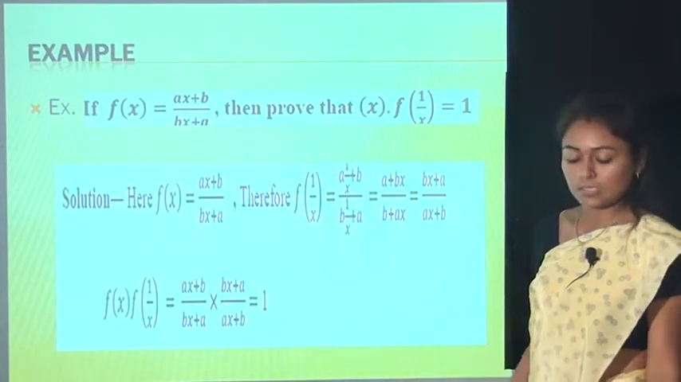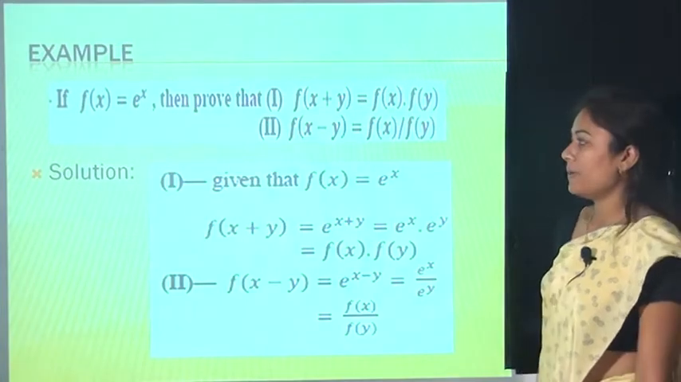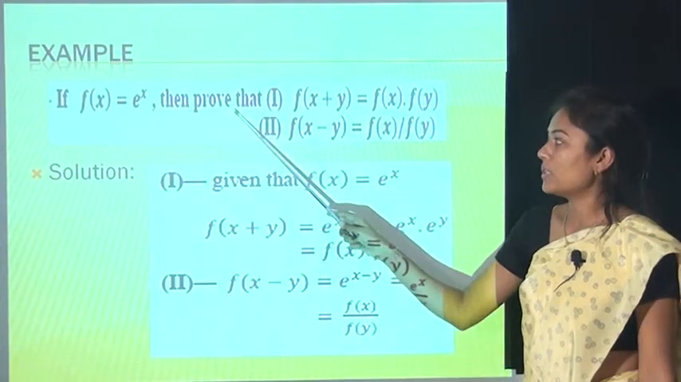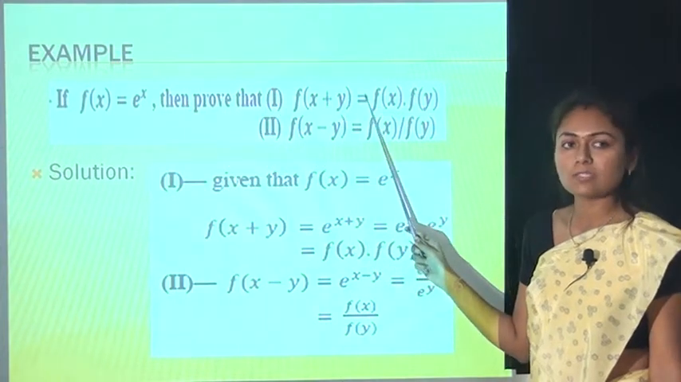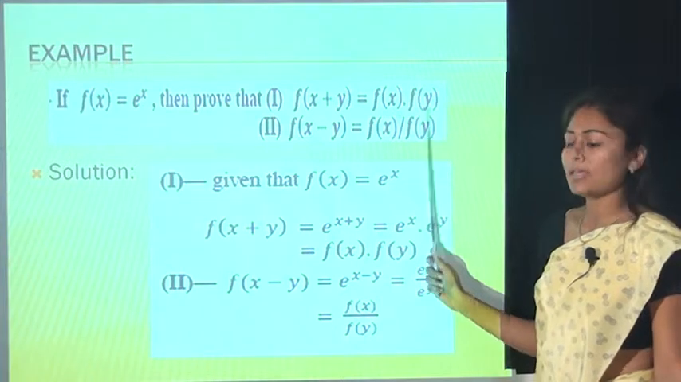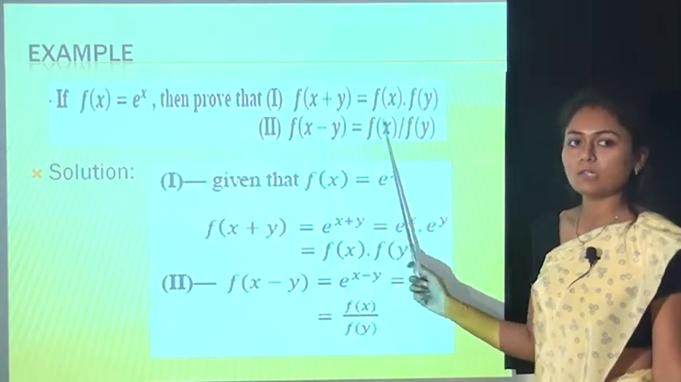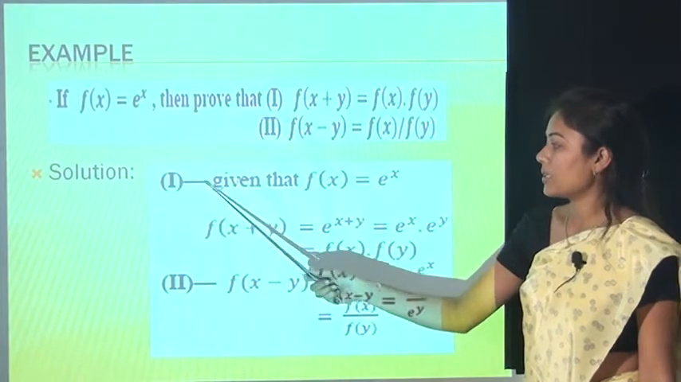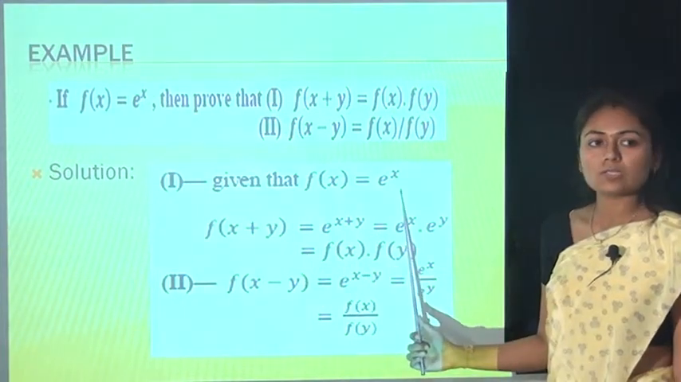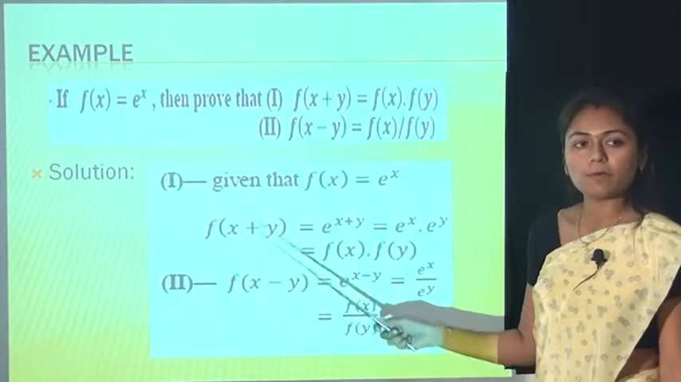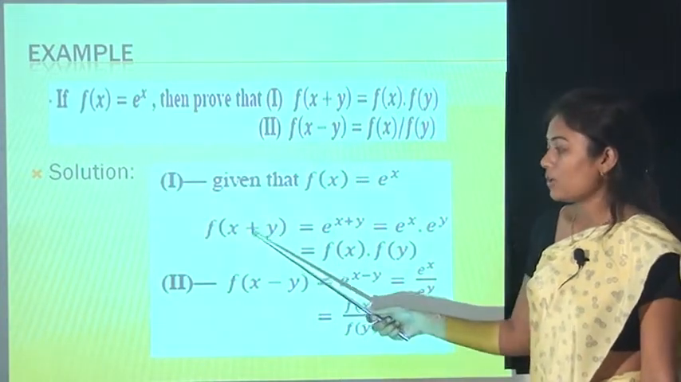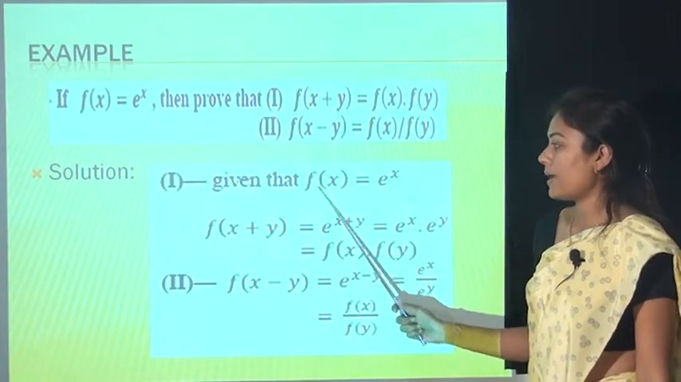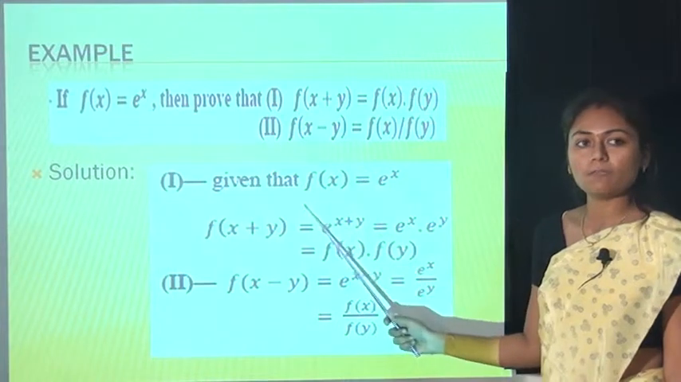It is our RHS. Now, second example. If f of x equals e raised to x, then prove that first, f of x plus y is equal to f of x into f of y, and f of x minus y is equal to f of x upon f of y. Suppose you are given that f of x equals e raised to x. You have to find the value of f of x plus y. The value of f of x plus y becomes, replace x by x plus y in the definition of f of x.